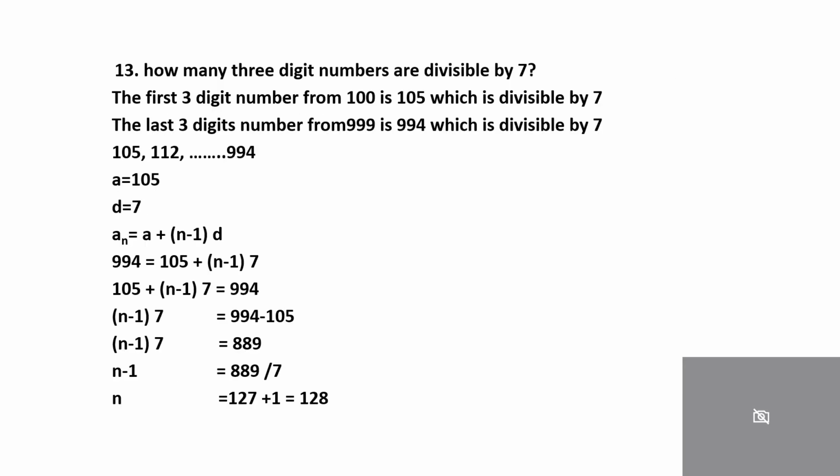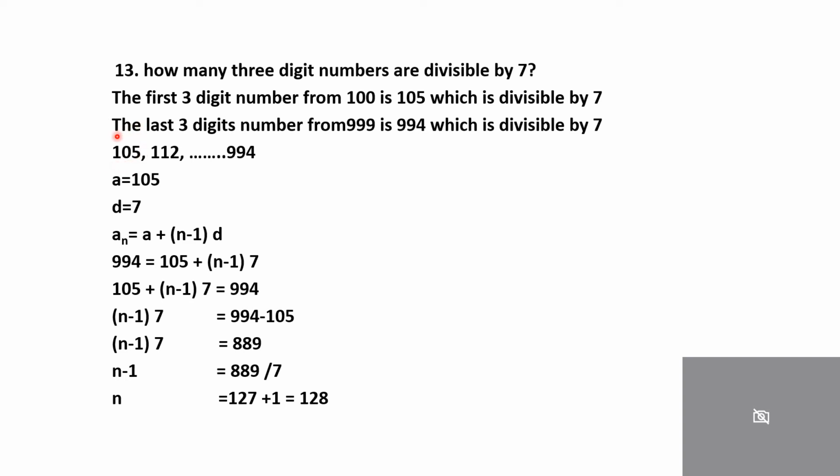Now next, how many 3 digit numbers are divisible by 7? For this, what you have to find out is, from 100, which is the first number divisible by 7. You have to take 100, 101, 102, 103, 104 divided by 7. You can see that those numbers are not divisible by 7. The first number which is divisible by 7 is 105.